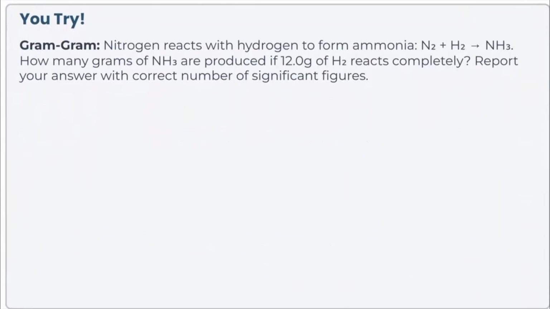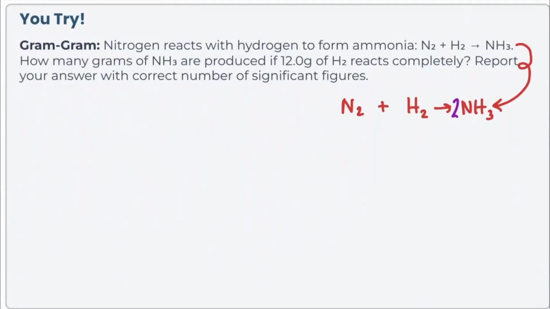The first thing I notice is that it's not balanced. So let's go ahead and balance it first. We have N2 reacts with H2 to produce NH3. We only have two nitrogens on the left and only one on the right. So if we place a 2 as a coefficient in front of the nitrogen on the right, now we have two nitrogens. But we also now have 2 times the amount of hydrogen on the right.